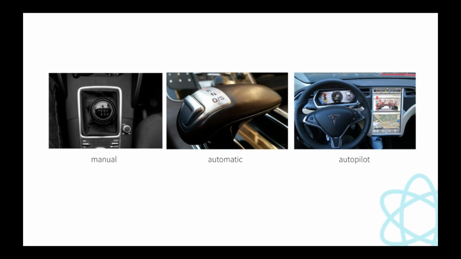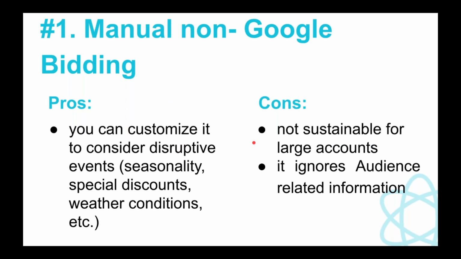There are three ways to define a bidding model. Similarly to the gear system for cars, you can have manual gear, automatic gear, or you can have your car running in autopilot. So similarly, you can have manual bidding, you can use automatic bidding, or you can use the Google Smart Bidding solution. So really, that is something similar to an autopilot. Let's dive into each option.